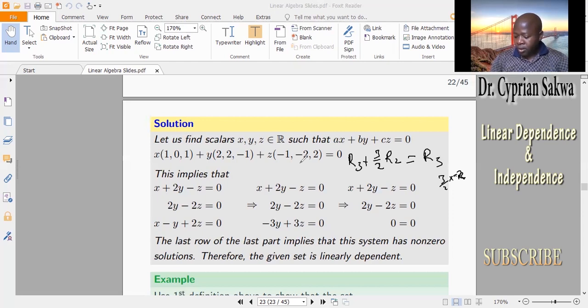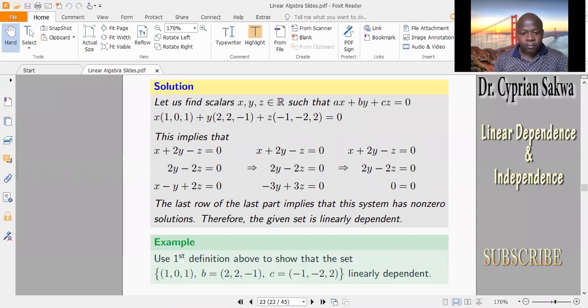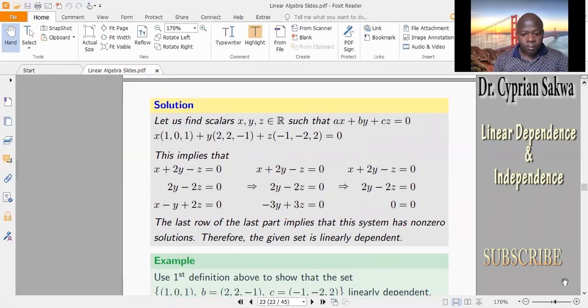So let's look at another example. That's how I've said, therefore the given set of vectors is linearly dependent, because we found that we would obtain scalars which are non-zero. So let's look at this other one.